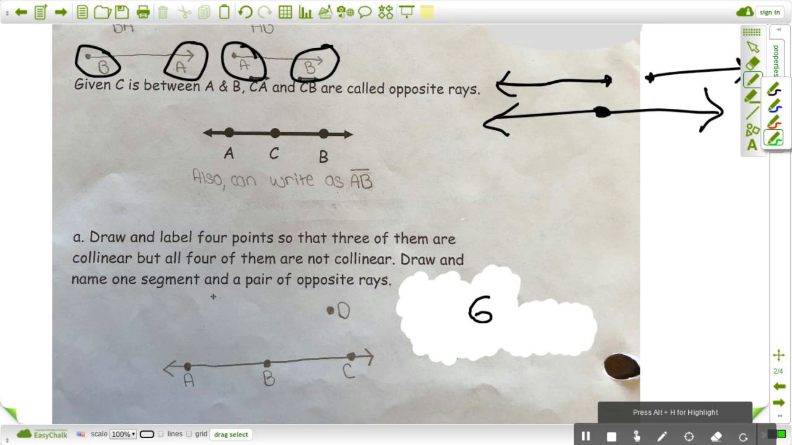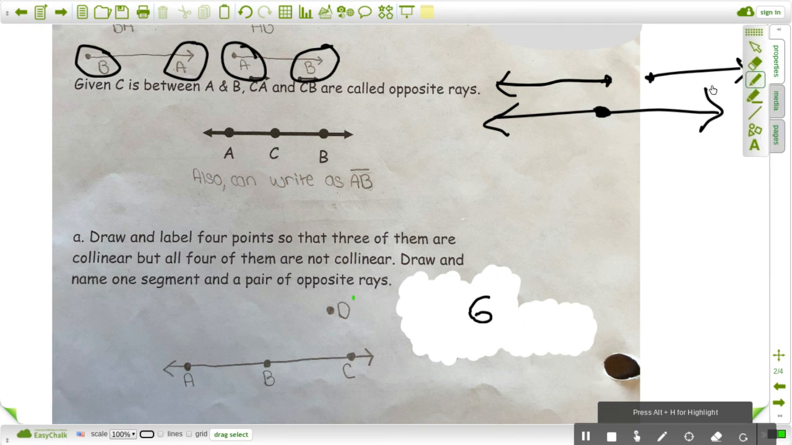But all 4 of them, if you combine the 4th point, they're not collinear. So only these 3 points are collinear. If you combine one non-collinear point, the entire thing, when you're describing the entire thing you drew, it's automatically non-collinear. I hope that made sense to you guys.